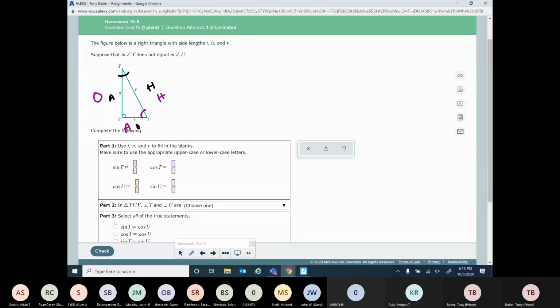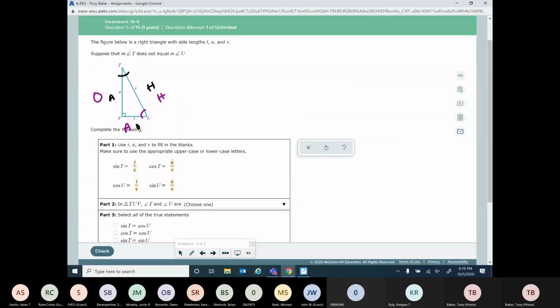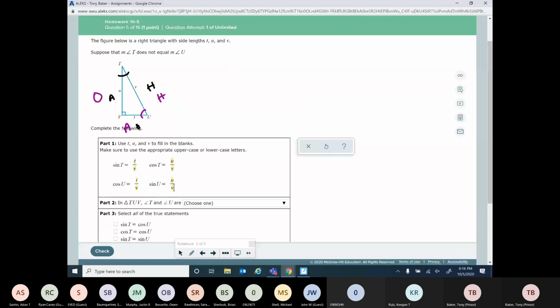So sine is opposite over hypotenuse. For T, that is T over V. And cosine is U over V. Now, cosine of U is T over V, and sine of U is U over V. What they're trying to show you in this topic is that sine and cosine are equal to the opposites of them. If you take the other side, they come out to be the exact same value.